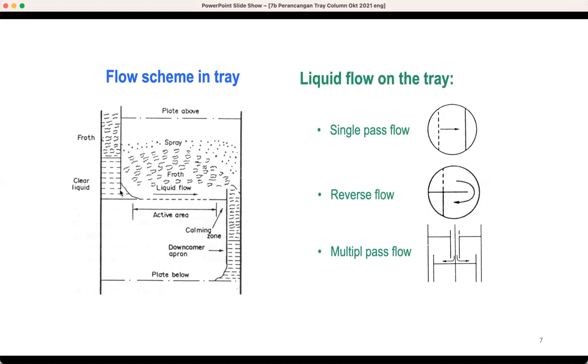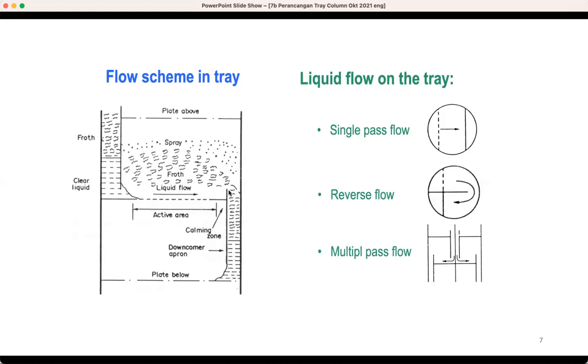And then when it mixes with the vapor from the bottom, it will create a froth. Froth is when you have vapor trapped in liquid, and you also have a spray when you have droplets of liquid trapped in the vapor. And after that, the liquid will, of course, flow with the new composition we would like to have. And then this is called the downcomer.